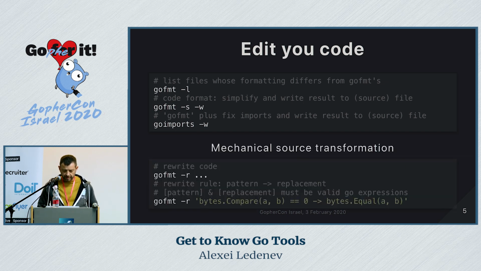What is interesting, gofmt can also be used for mechanical source transformation. You can rewrite code at scale, supplying rewrite rules as a pattern and replacement, where pattern and replacement are both valid Go expressions. So we can, for example, replace the bytes.Compare method with the bytes.Equal method for all files in a directory and subdirectories with one command.